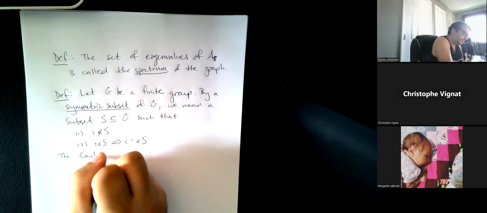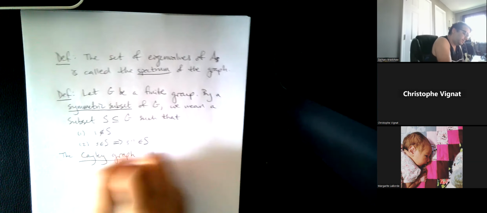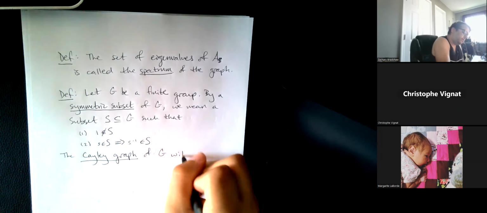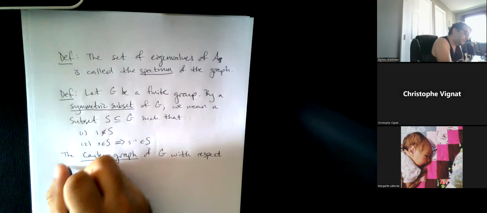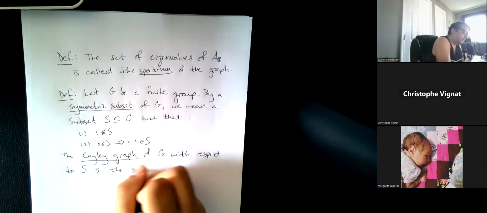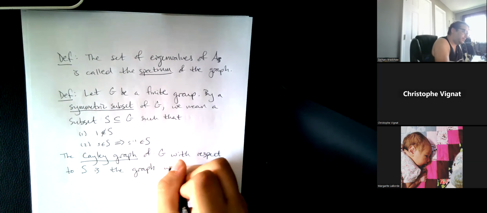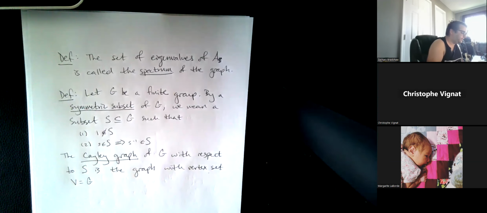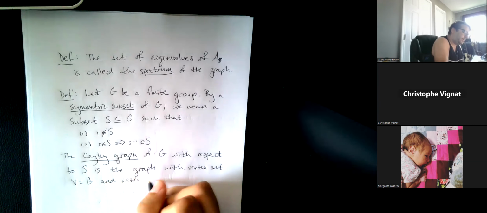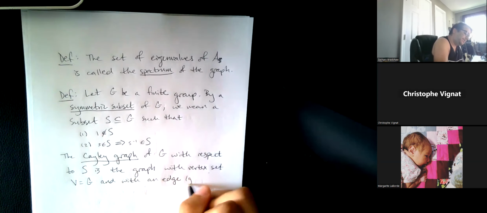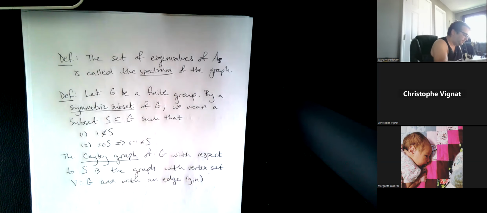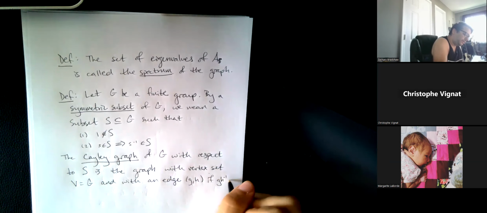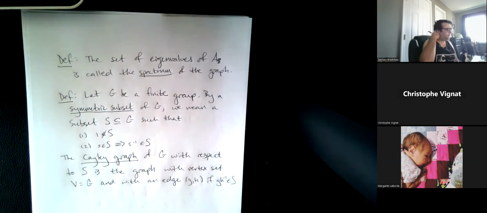So the Cayley graph of G with respect to S is the graph with the vertex set being the group itself, and with an edge GH, so it connects g to h, if g h inverse is in S. So this is equivalent to having h g inverse in S, right? Again, due to this unordered pairing for the definition of the edge.